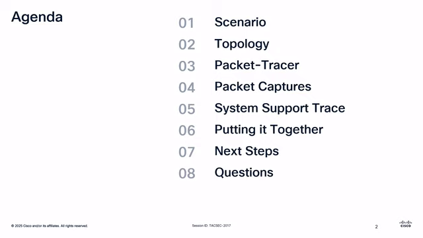With that, a topology is super important with any traffic problem. This is going to show us what's between us and where we're trying to go. So we're going to make sure we show a sample topology of our scenario. Afterwards, we're going to discuss the three main tools that TAC uses to do traffic problems. This is going to be packet tracer, packet capture, and system support trace.